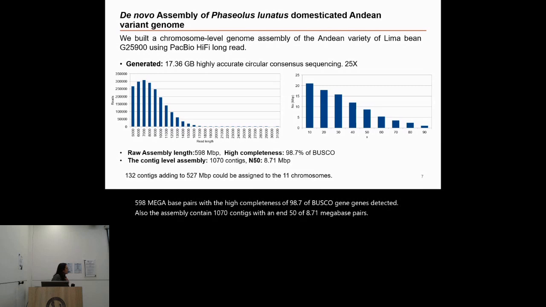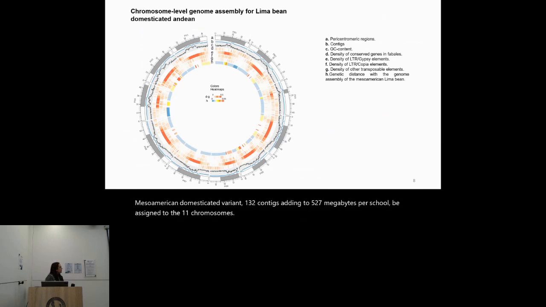After reanalyzing the reads with the interspecific genetic map of the previous variant, the Mesoamerican domesticated variant, 132 contigs, adding up to 527 megabase pairs, could be assigned to the 11 chromosomes. So in this image, we can see the chromosome-level assembly for the domesticated Andean variant. Here in B, we can see that the placement of the contigs along the 11 chromosomes shows that the gene-rich regions were assembled into a single contig.